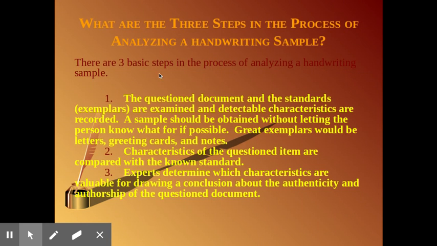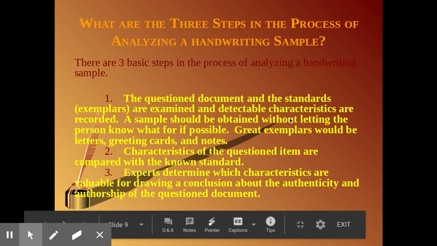So, what are the three basic steps in the process of analyzing handwriting samples? Questioned document and standards, you need exemplars. So, what does this word exemplars mean? These are going to be examples of the person's normal handwriting under normal conditions. So you don't really want to get this from, let's say, a suspect that you have in custody and say, I need a sample of your handwriting. They may try to alter things. You want something that they wrote when they weren't stressed, when they were just normally writing things. So you want to go find a journal that they kept at home, or some letters that they wrote to friends, that were authored by them.